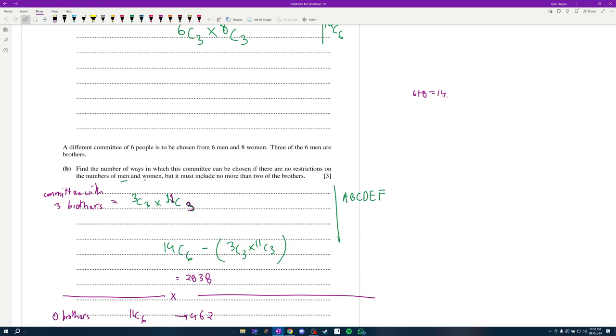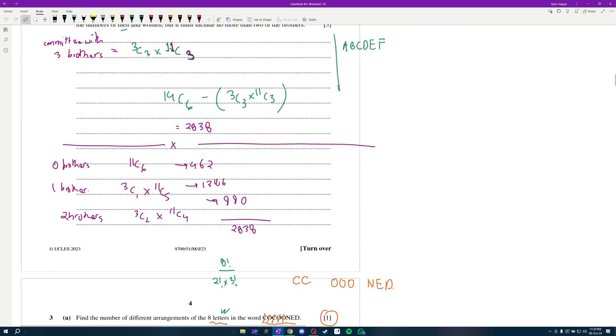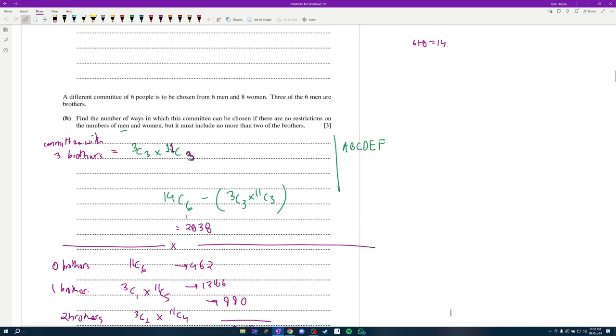Okay. So the easy way to do this is we are going to find out the committee with 3 brothers and then subtract it from the total number of ways. So suppose I've taken all 3 brothers. Now I have 3 other men left. So 3C3, I've taken all the brothers. And then I have 3 men left and 8 women. So that's 11 people in total. From the 11, I'm going to pick 3. So that's 11C3. And the total number of ways, irrespective of the brothers, 6 plus 8 is 14. So 14C6 minus 3C3 times 11C3. So we get 2838.